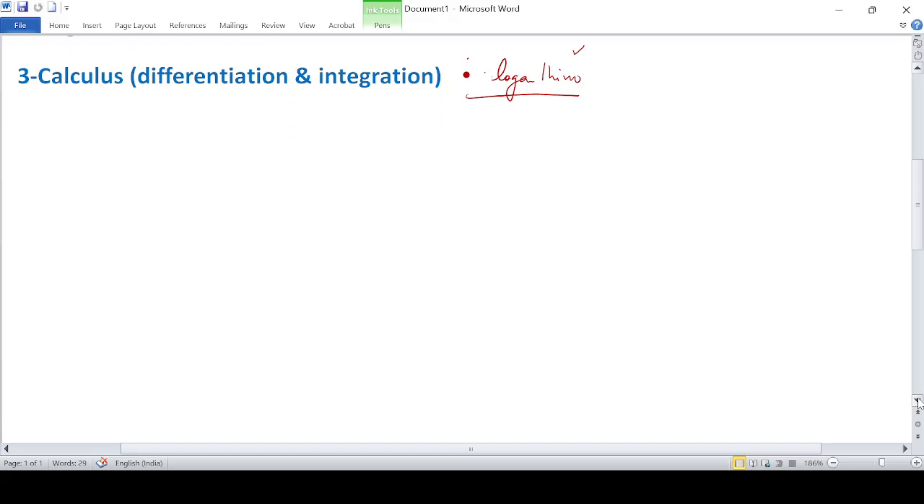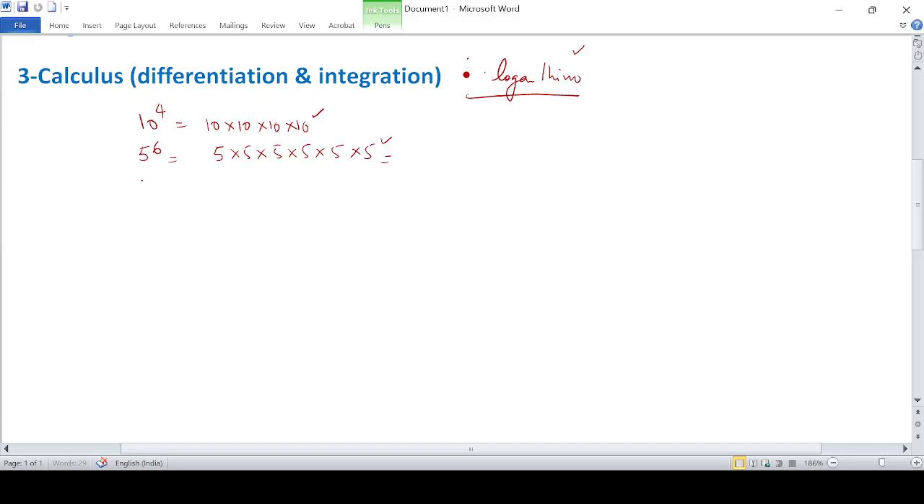So, let us start with the logarithm. The important thing about the logarithm: suppose you know something like 10 raised to the power 4, what will happen? You will immediately tell that it is 10 into 10 into 10 into 10. In the same way, if you write 5 to the power 6, then it is 5 into 5 into 5 into 5 into 5 into 5, and up to this you may understand the value of this 5 raised to power 6.